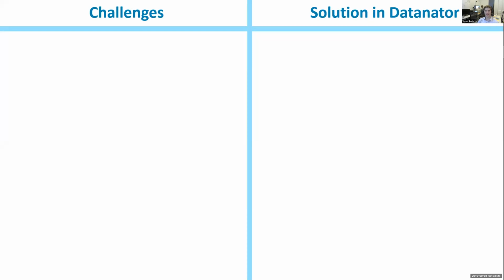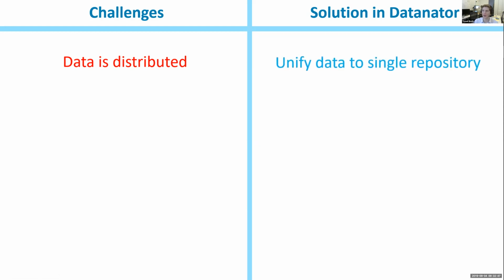So I'm going to outline various challenges of data aggregation and then describe how they are solved in Datanator. Challenge number 1 is that the data is often distributed, right? You'll have to go to many different online repositories to get the data that you're looking for. We solve this in Datanator by unifying all the data into a single repository. We do this in Datanator's database.